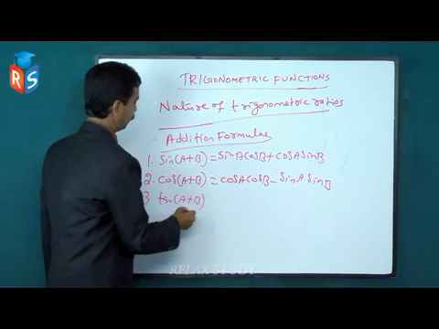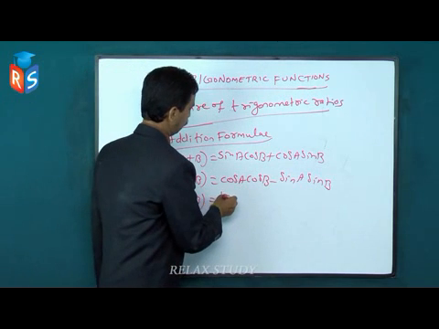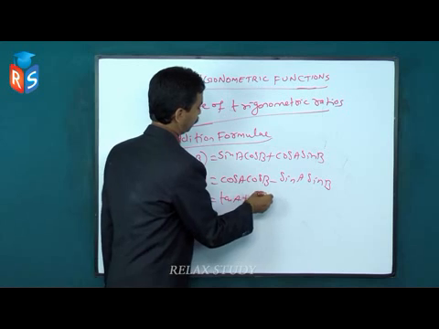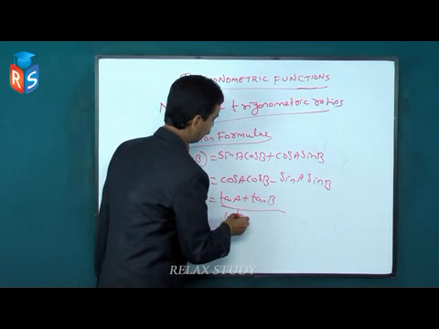Next one, tan A plus B equals tan A plus tan B divided by 1 minus tan A tan B.